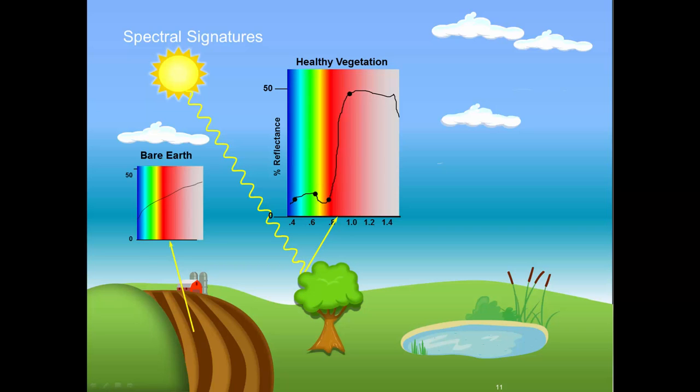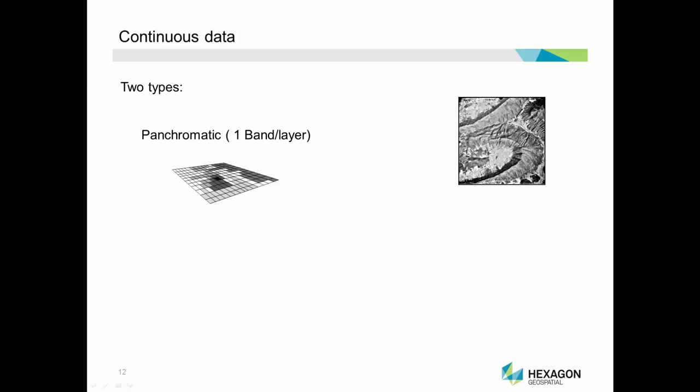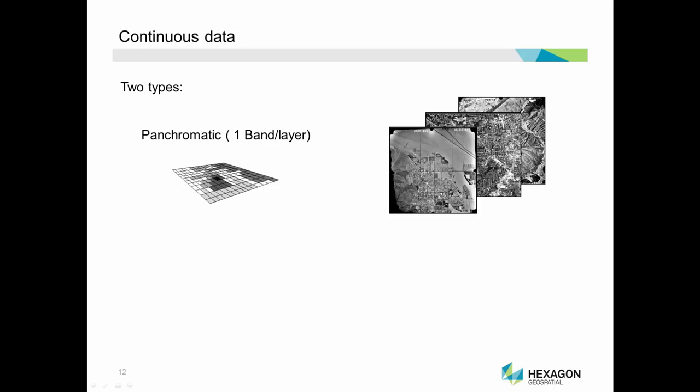Other targets also have characteristic spectral signatures. Water absorbs a lot of energy and therefore has low reflectance in most bands and appears very dark on a multispectral image. Bare Earth tends to have moderate reflectance in most bands and has moderate brightness on an image. There are two types of continuous images: panchromatic and multispectral. Panchromatic images are single-layer grayscale images, and they look like black and white photographs.